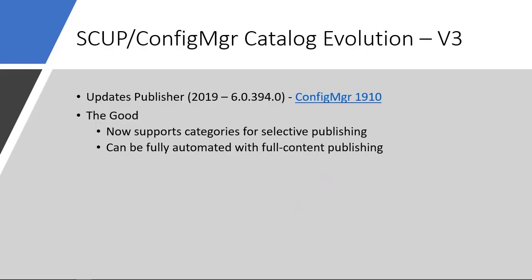So then about a year later, Config Manager 1910 came out with a new V3 catalog that allowed vendors like Dell, HP, Lenovo to start categorizing all their updates into specific categories. So this will look very similar to the way that you have products within your software update point. For example, for Dell, and we'll go through this in a demo, you'll see things like Latitude models where you could be very selective and not publish everything.